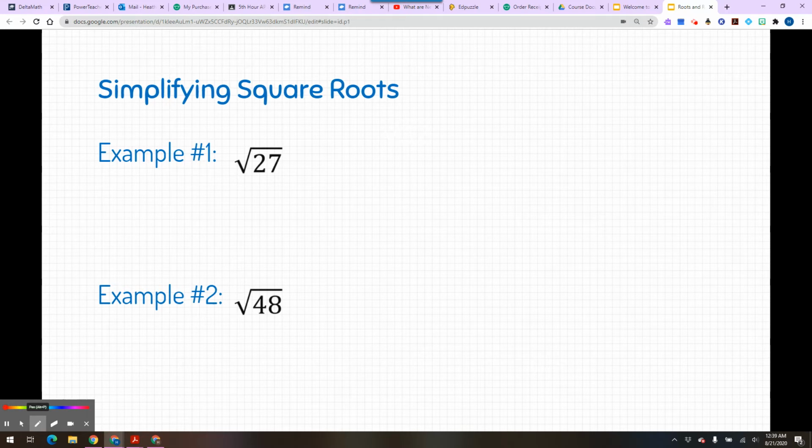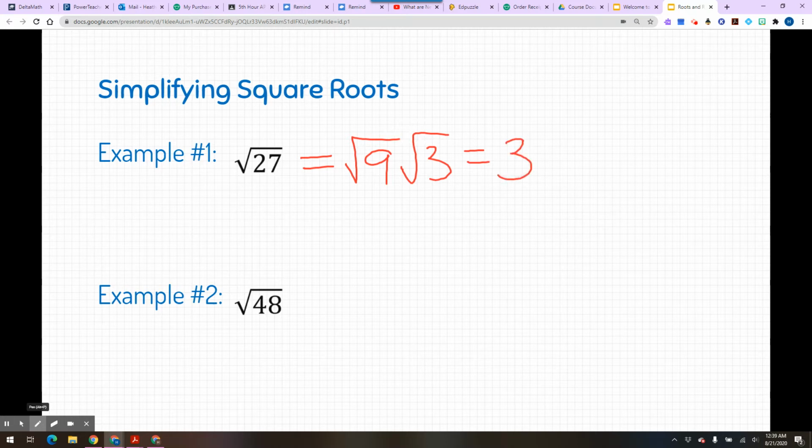To simplify a square root, you simply need to find the largest perfect square that divides evenly into the number. So for instance, the largest perfect square that divides into 27 is 9, and 9 times 3 is 27. The square root of 9 is 3, and the square root of 3 is.